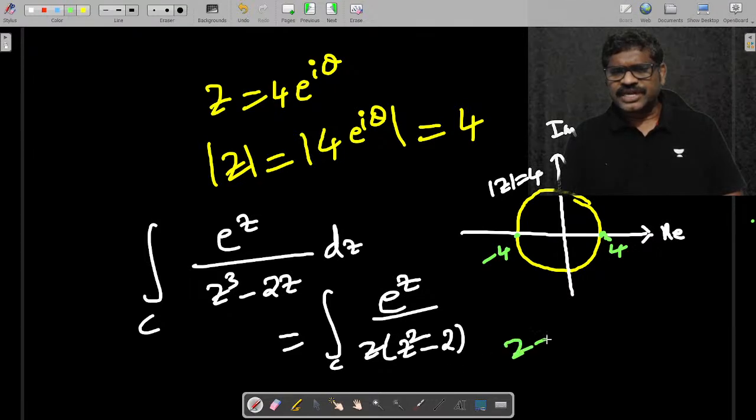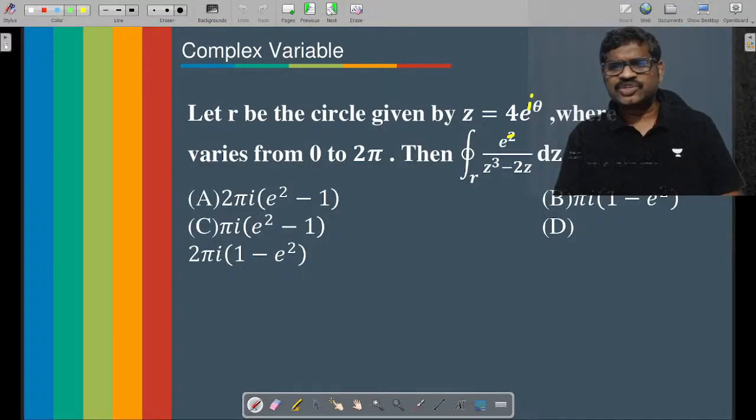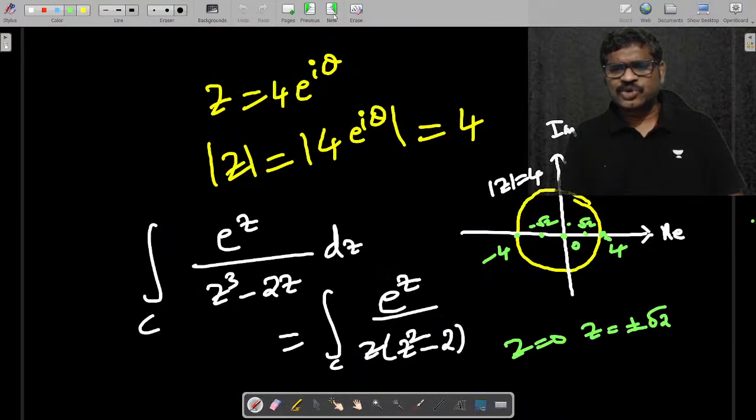See, z equal to 0 lies inside, and z equal to plus or minus root 2 lies inside. Therefore you have to calculate the residue at 0, the residue at plus root 2, and the residue at minus root 2. Now all lie inside.